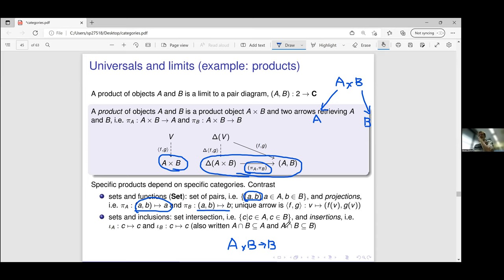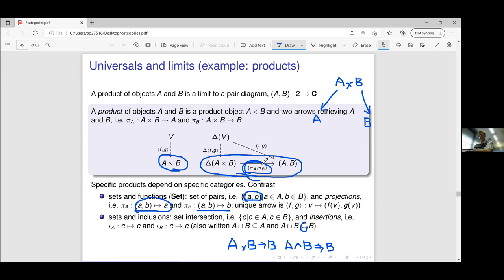Now, as I mentioned briefly yesterday, this has an analog in logic. This looks very similar to conjunction, and in fact it is. If I were to say A and B implies B, for example, well, this implication symbol is not by accident. It alludes to the fact that this inclusion is a natural transformation, as are these projections.